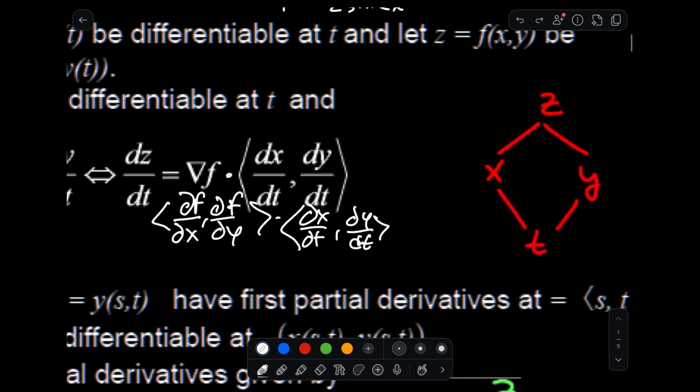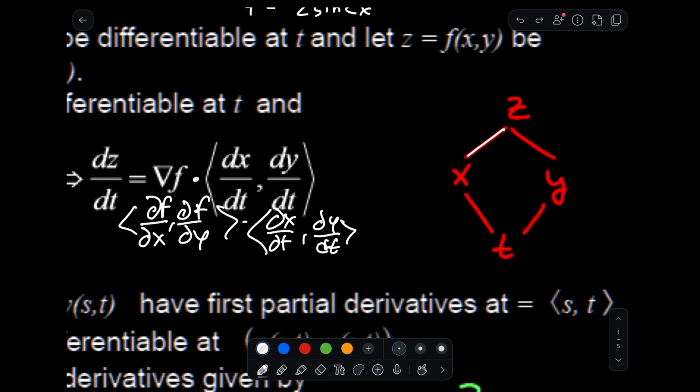you get the resultant right here. And you can see like the flow chart of this. Z has to rely on x and y, so that's why you take the partial with respect to x and y, but x and y both only rely on one single parameter, t.